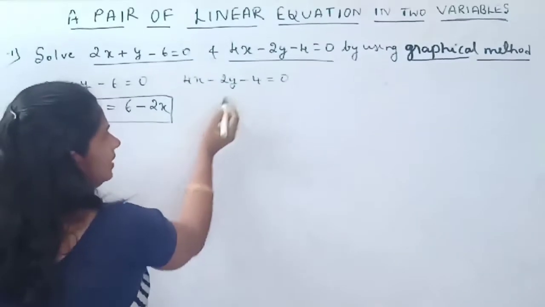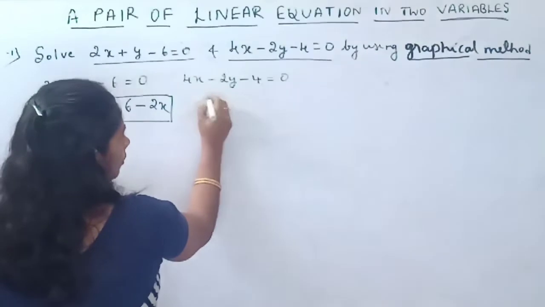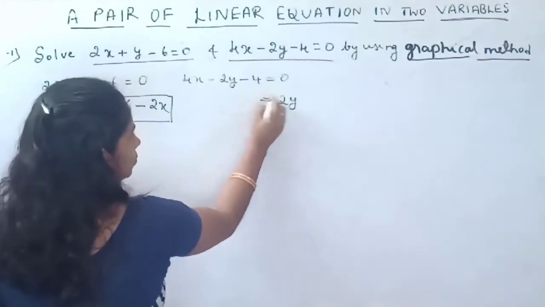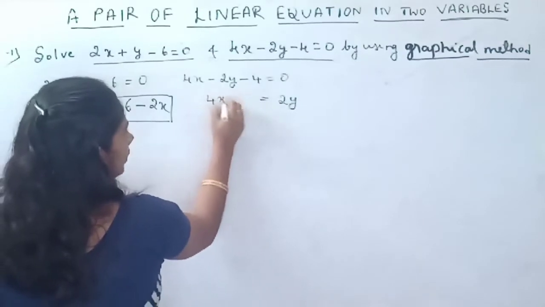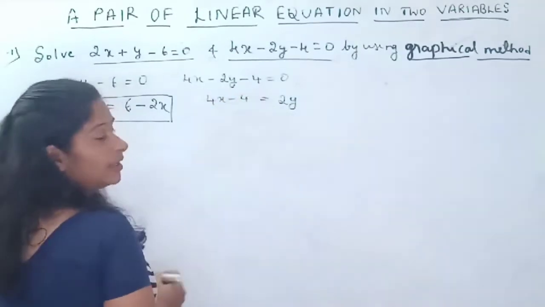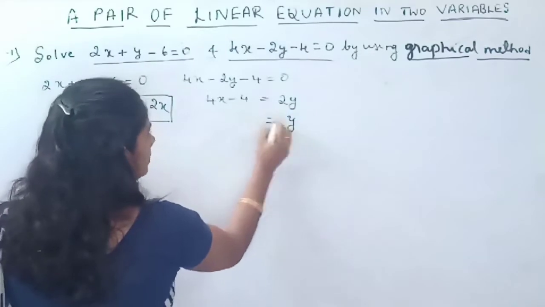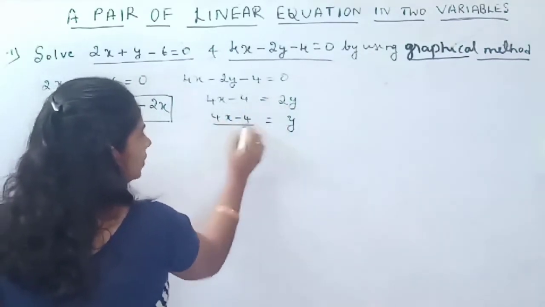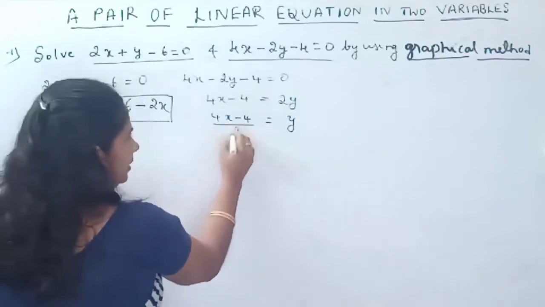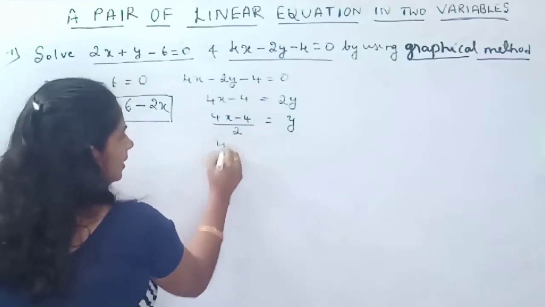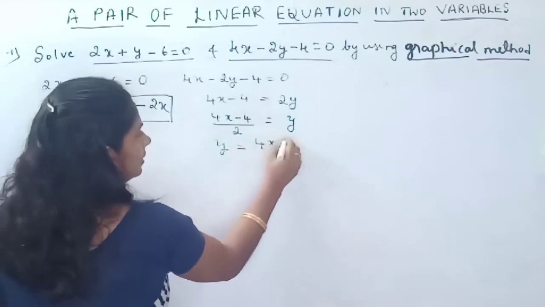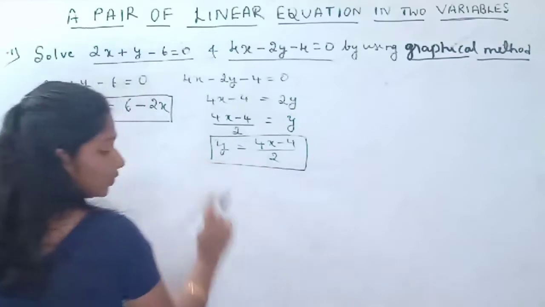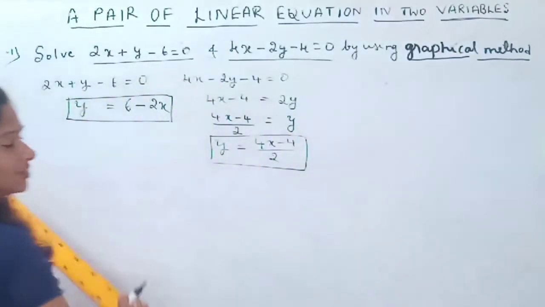Now let us simplify the second equation. Minus 2y, first I'll transpose to the right hand side, it becomes plus 2y. On the left hand side I'll write 4x minus 4 as it is. Now 2y is equal to 4x minus 4. If you transpose the 2 to the left hand side, it becomes divided by 2. So I'll write it as y equal to 4x minus 4 divided by 2. Now we have to draw the table for these two equations.